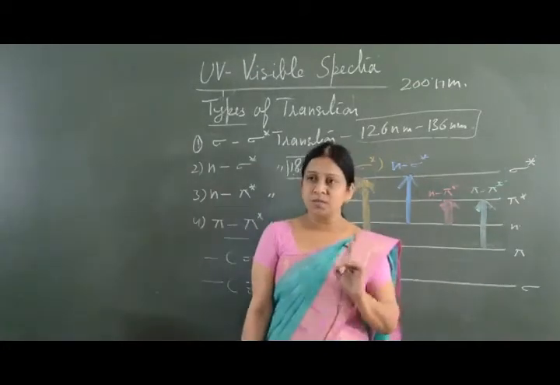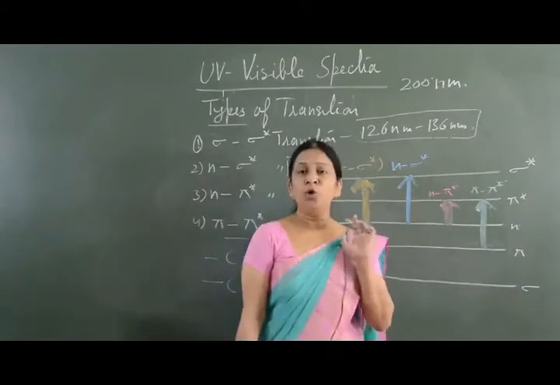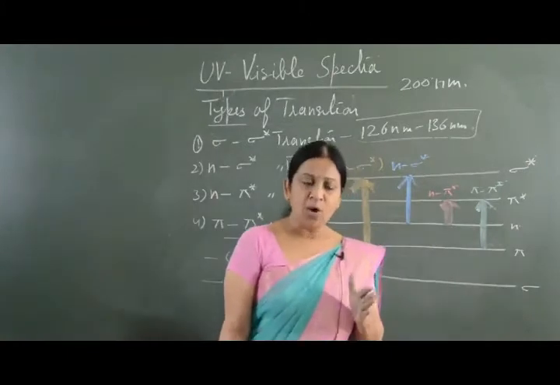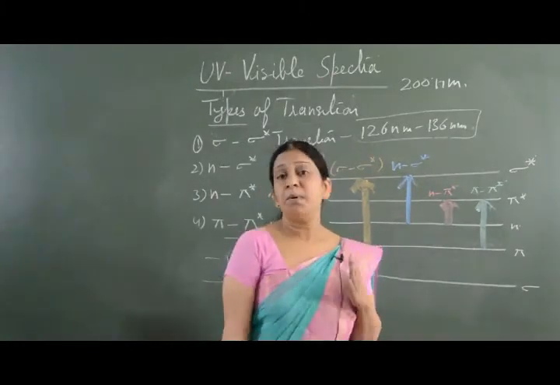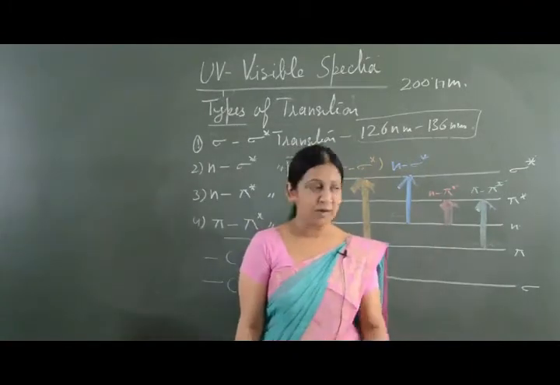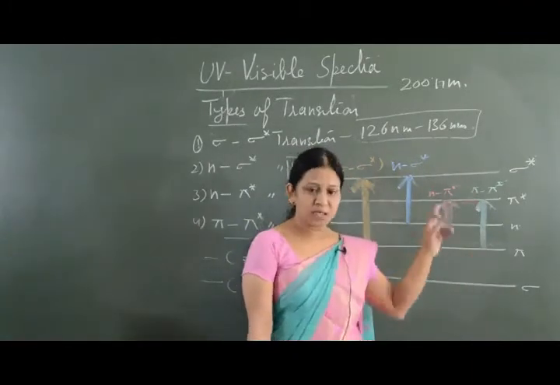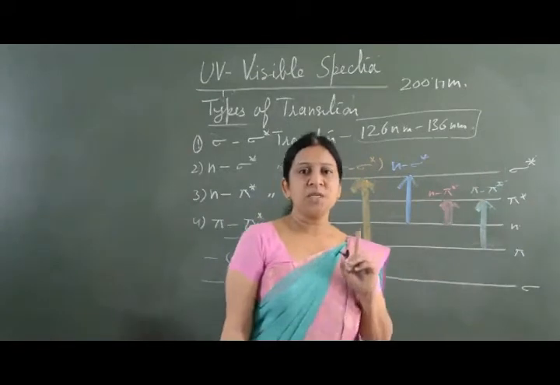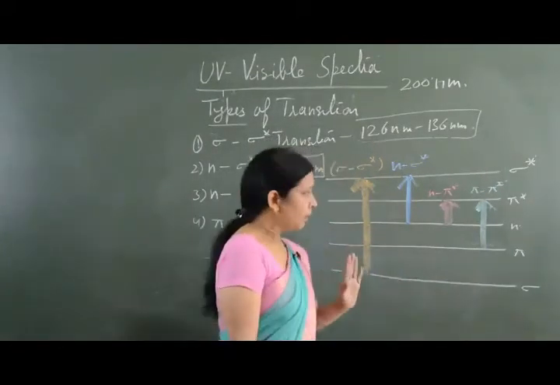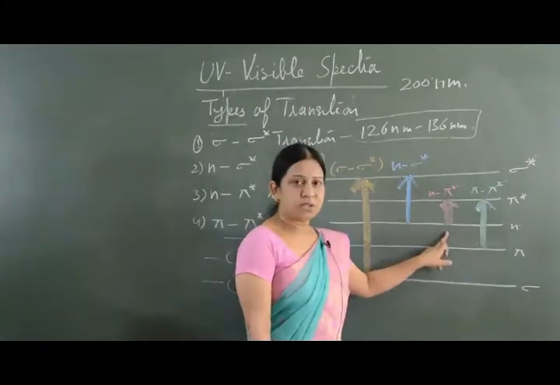This transition, the third one, is of lowest intensity. Why? Because n orbital and pi orbitals are perpendicular to each other, so the transition of electron becomes difficult. And the last one is pi to pi star. This transition is given by pure unsaturated compounds. So, intensity of this transition is low.